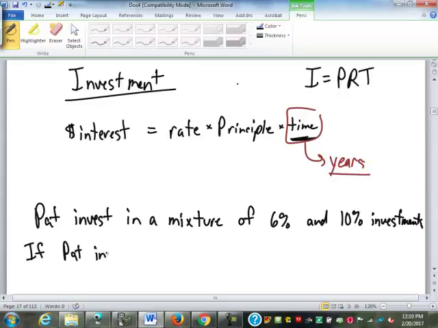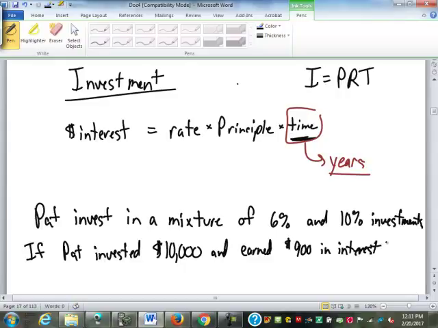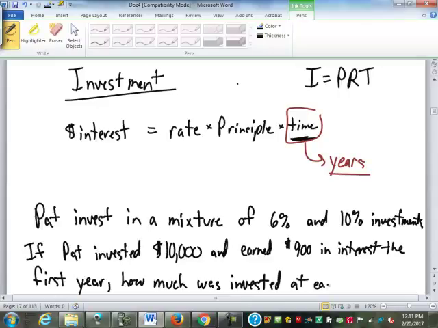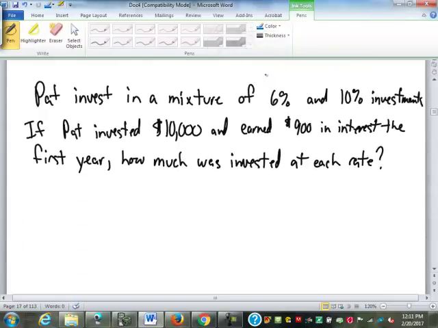If Pat invested $10,000 and earned $900 in interest the first year, how much was invested at each rate? So it's the same thing. It's the interest from the 6% plus the interest from the 10% has to give us the total interest.